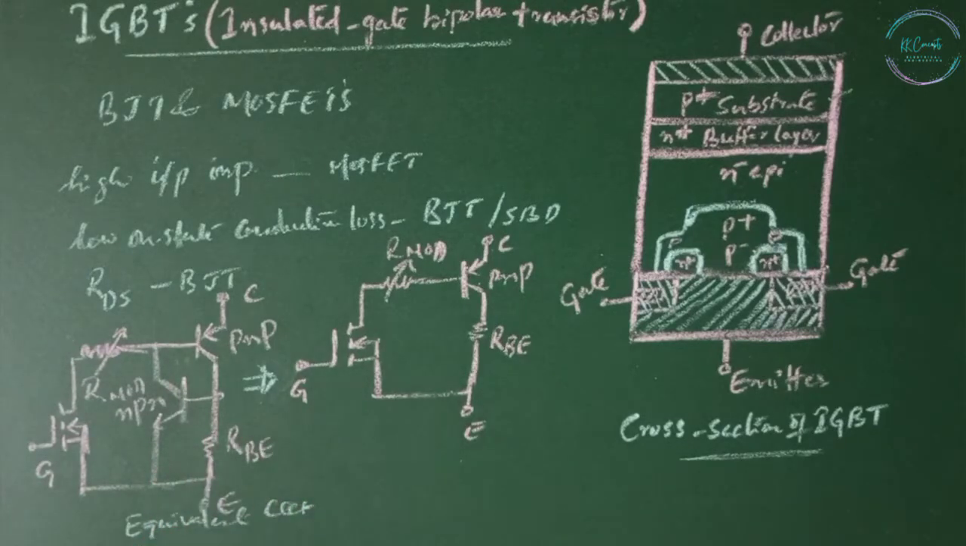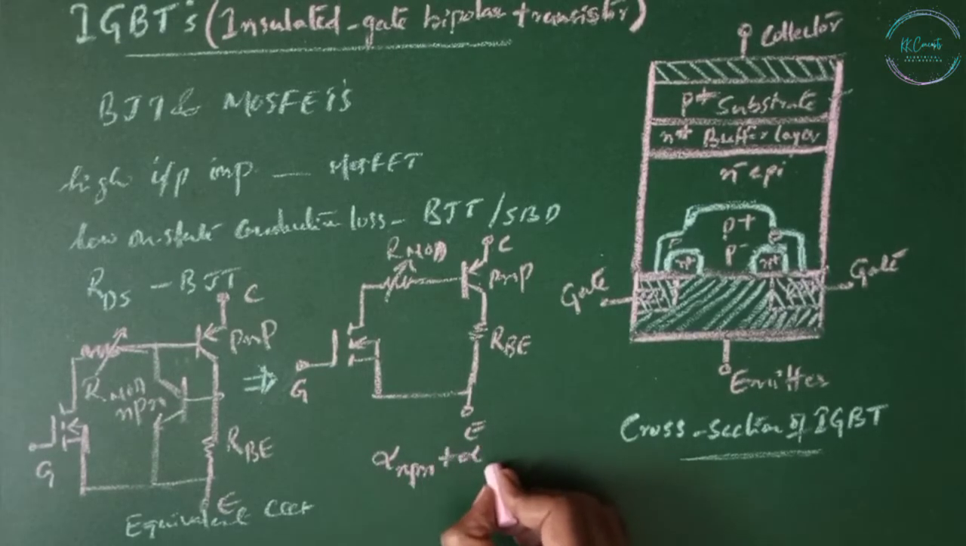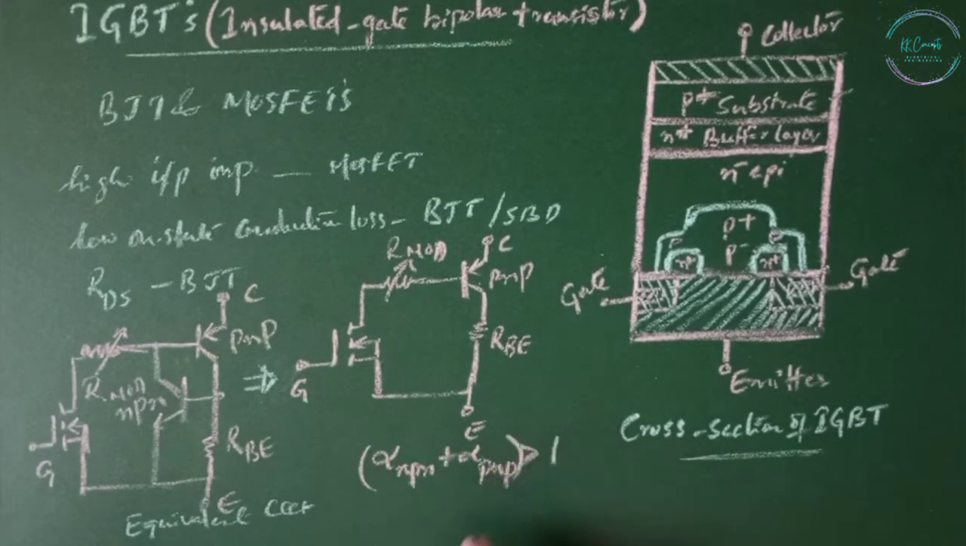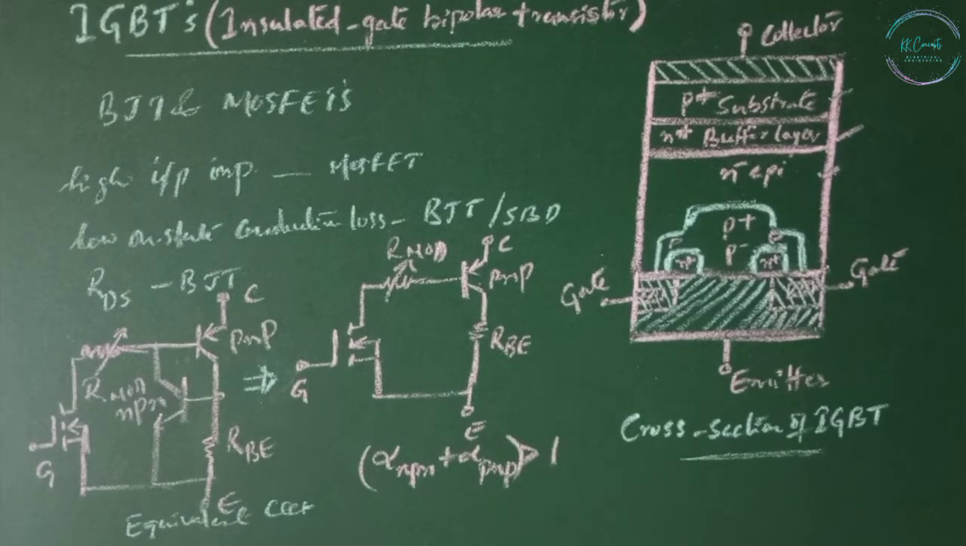An IGBT is made of 4 alternating PNPN layers and could latch like a thyristor, given the necessary condition that alpha NPN plus alpha PNP is greater than 1. The N plus buffer layer and wide epi base reduce the gain of the NPN transistor by internal design, thereby avoiding latching.